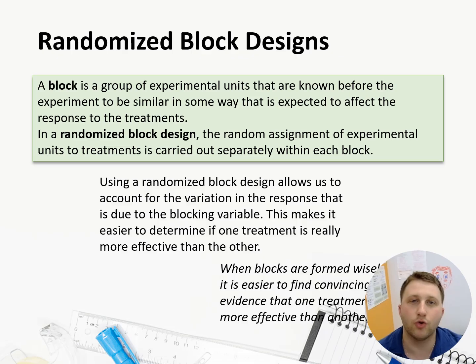And what you're going to do is randomly assign experimental units from each block. And again, you're going to form those blocks before the random assignment. This is going to allow us to account for the variation in the response that is due to that blocking variable. And again, this is very useful from a statistical perspective in order to avoid the counterargument that maybe more of a certain type of participant got assigned to one treatment than the other, and that's really why you saw a difference between the responses, not the treatments themselves.